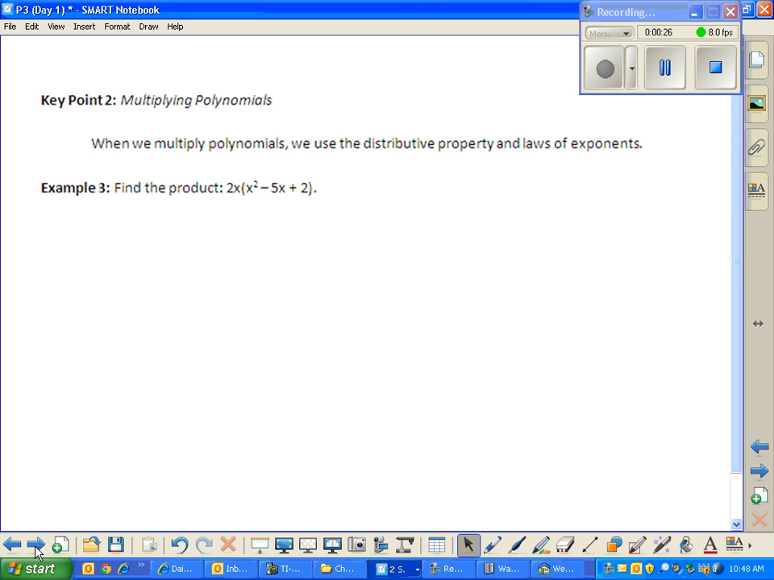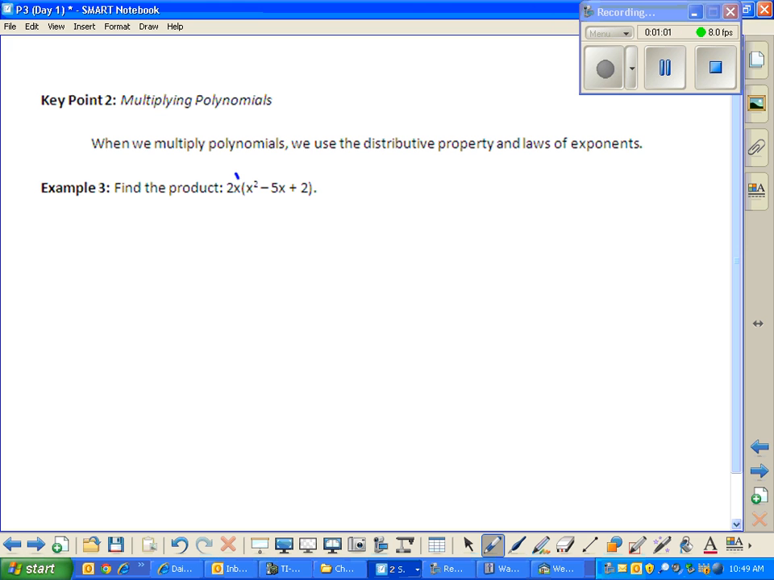So if you take a look at example 3 here, I'm asking you to find the product of 2x times the quantity of x squared minus 5x plus 2. So I have a monomial times a trinomial. It's a monomial, remember your definition from last week. A monomial, you look at the exponents. The exponent has to be a non-negative integer. So as I look here, I have 2x to the first power. And 1 is a non-negative integer, so I can just use my distributive property to get that 2x into the parentheses.